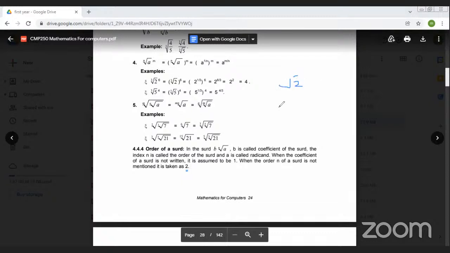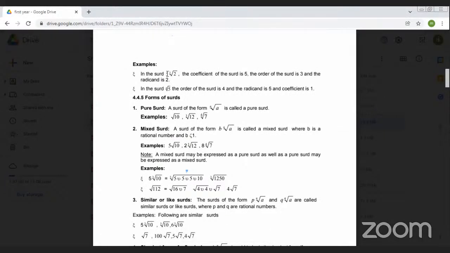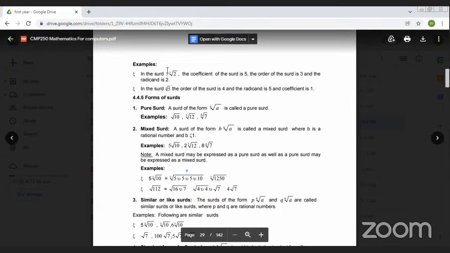Under root of 2, under root of 4. If you are not having any value next to the root, it is considered to be 2, because under root of 4 is 2. You have to remember this. Now, see, in the third, 5 cube root of 2. So, if I have to write, don't see over here, we will just discuss it. 5 becomes the coefficient of surd, 3 becomes the order of surd, and 2 becomes the radicand.